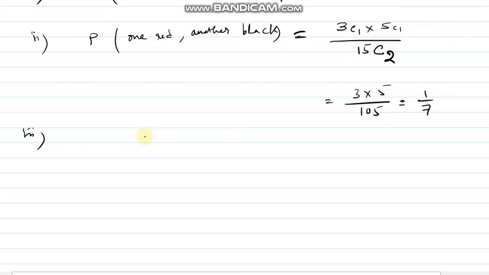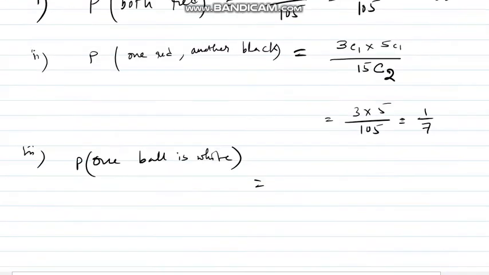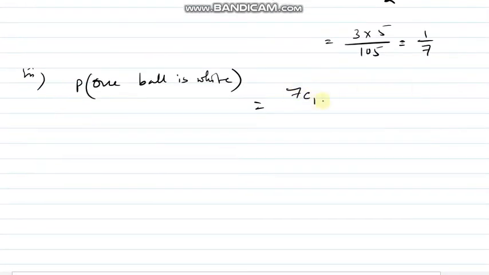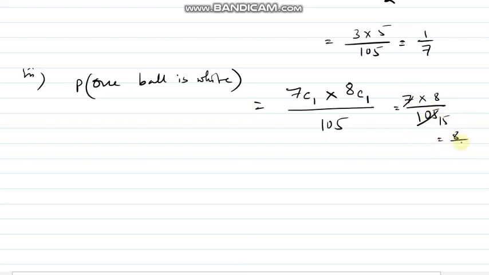So next one is one ball is white. I don't have anything about the second ball. So that white ball will come from the 7 white balls, right? So it has to be 7C1 into, and the other ball can come from any of the non-white balls, that is 8 balls. So divided by 105. So it is 7 into 8 divided by 105. So it is 8 divided by 15. I hope you understood till now.